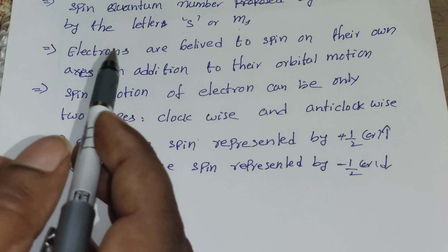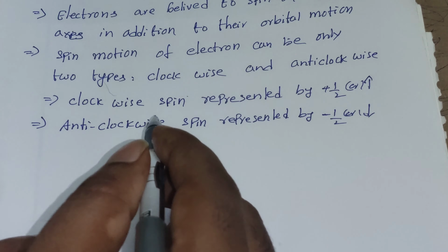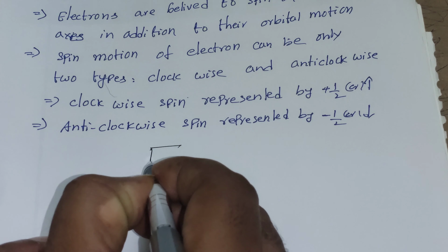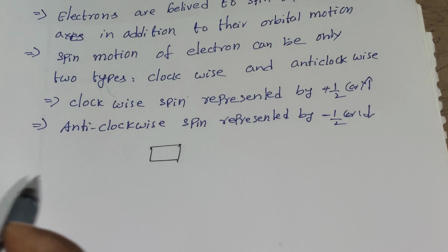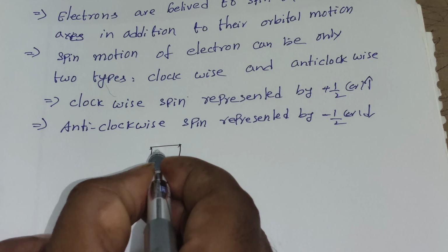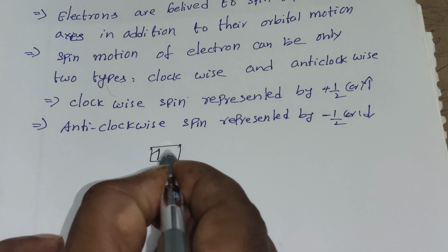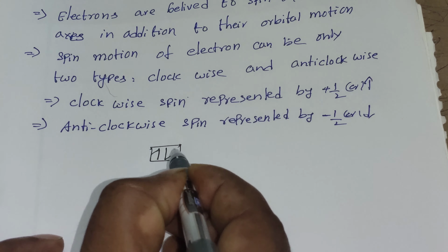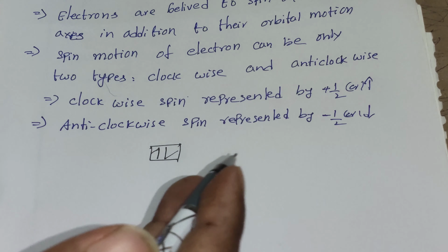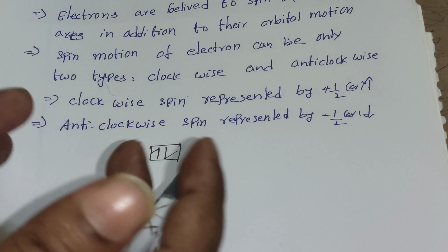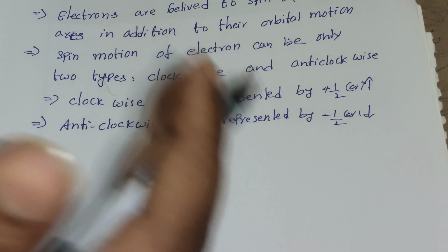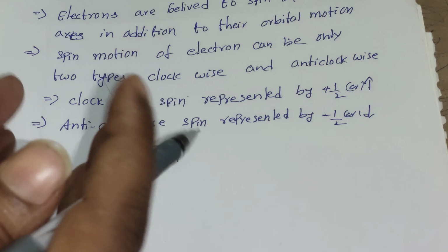The spin quantum number mainly explains that in an orbital there are two electrons. Out of the two electrons, one has the clockwise direction and the other has the anti-clockwise direction. So the spin quantum number mainly explains how the electrons are in the given orbital. Okay students, this is about the 4 quantum numbers.